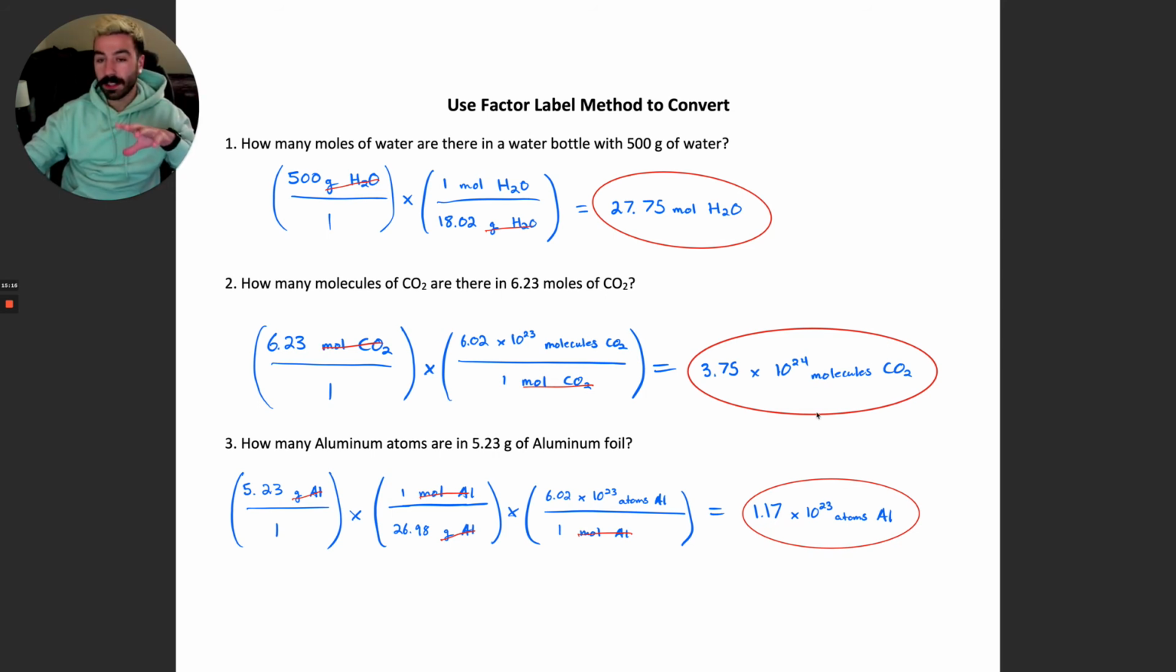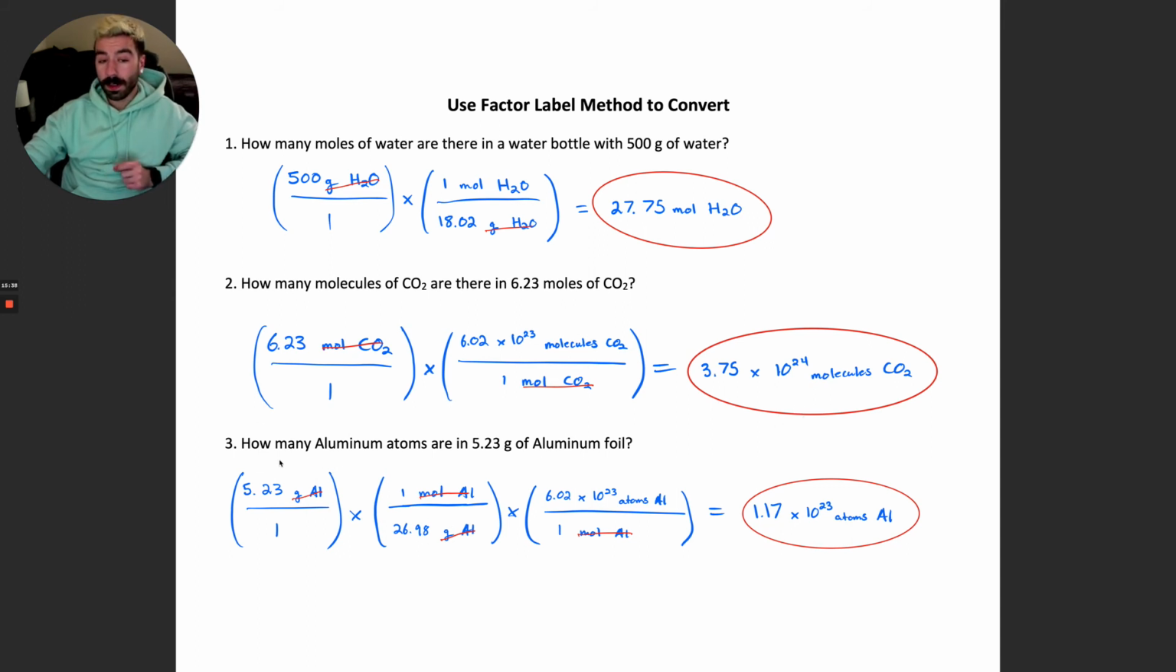But now think, does your answer make sense? Well, if I've got 6.23 moles, and I know that there's this many molecules in 1 mole, what's this number times 6.23? Yeah, that's a logical answer. So it checks out, it makes sense. And let's talk about the last one.